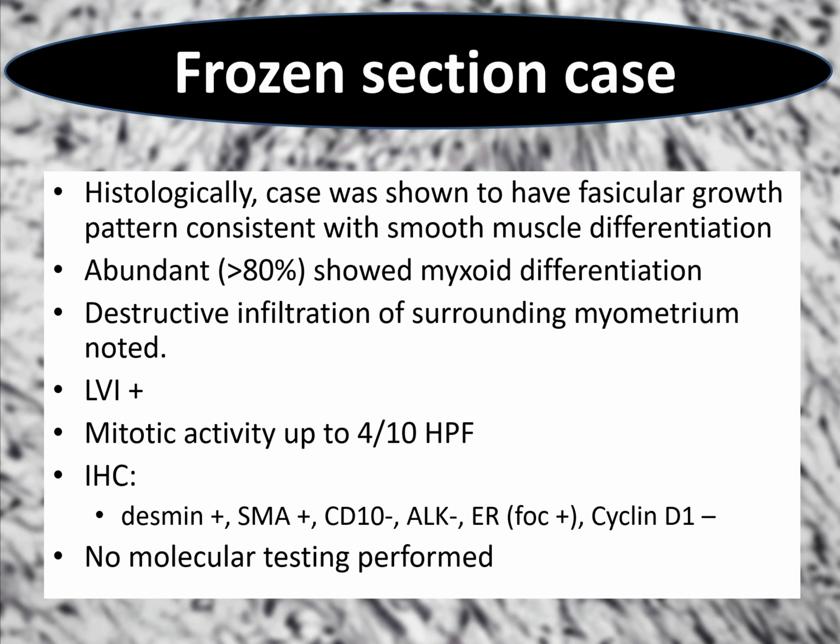to have a fascicular growth pattern, focally at least, consistent with smooth muscle differentiation. Greater than 80% of the tumor showed myxoid degeneration, and there was destructive infiltration of surrounding myometrium. Lymph-vascular space invasion, or LVI, was noted. Mitotic activity was present up to 4 per 10 high-powered fields. Immunohistochemistry was performed. Desmin and SMA were positive. CD10, ALK1 were negative. Cyclin D1 was negative, and then ER was focally positive. No molecular testing was performed.